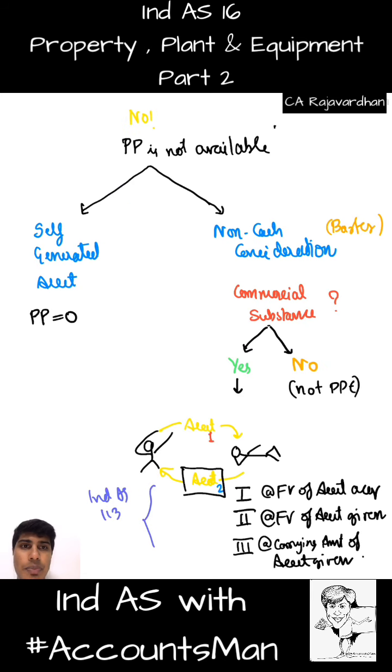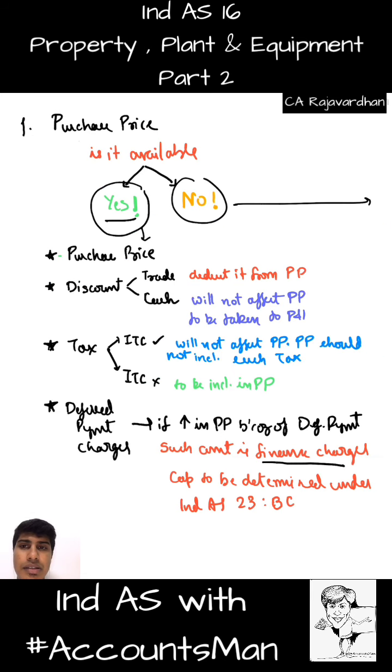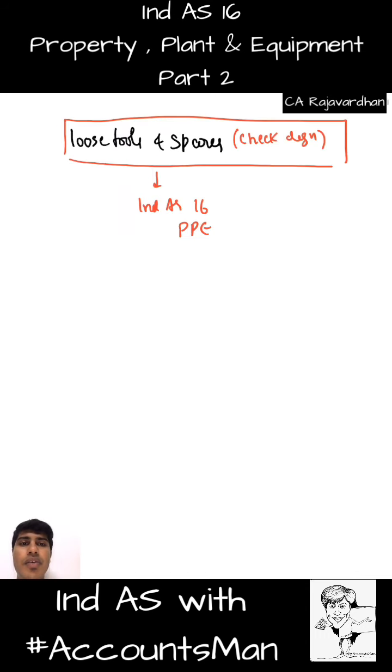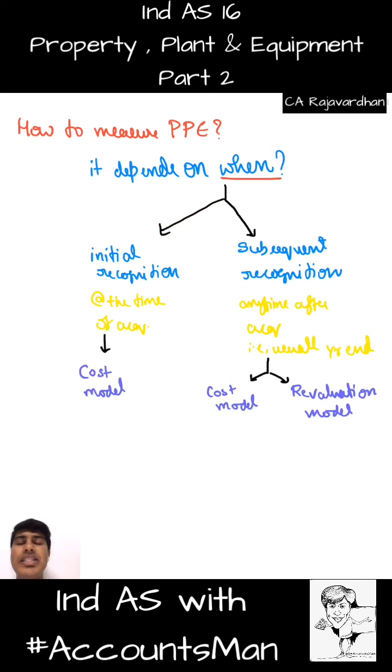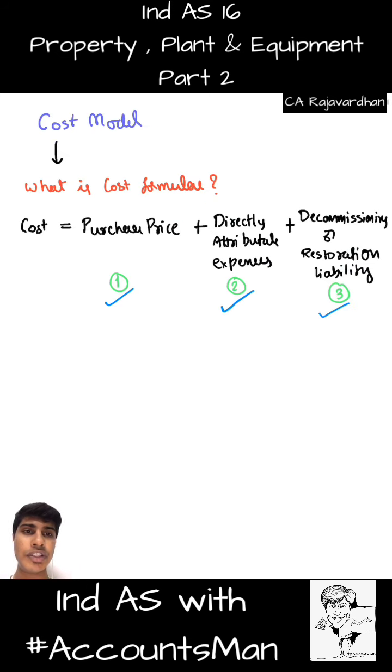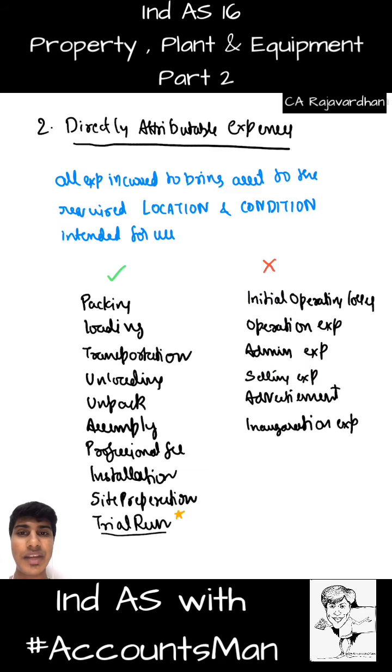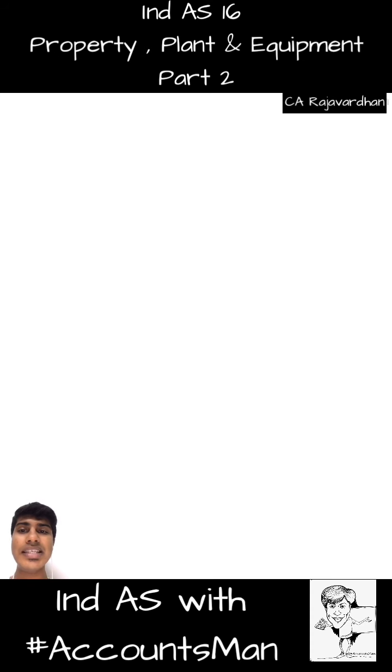So with regard to provision, we'll discuss in detail when we start our separate standard that we have. So we're done with the decommissioning part, that is part 3 also. So what we did in this particular video, that is part 2, is we started discussing how to measure PPE, and we discussed it depends upon when, that is initial recognition or subsequent. If it is initial, only cost model. If it is subsequent, we have the option of cost or revaluation. We discussed the cost formula includes 3 parts: purchase price, directly attributable expenses, and decommissioning liability. And all we did in this video is discuss each of the items, that is 1, 2, and the last one, that is 3, in detail.